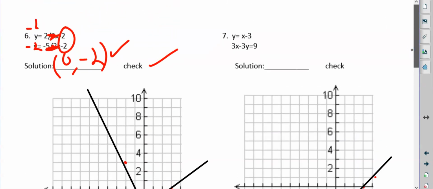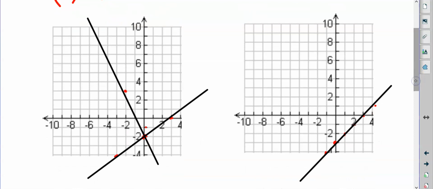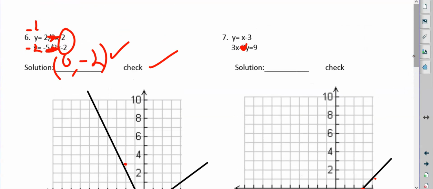Once again here, we can use the cover-up method because 3 goes into 9. So y is going to be negative 3, which we already hit. And x is going to be positive 3, which is right there. So it's the same line. So the solution is infinite. There's really nothing to check. They ended up on top of each other. They're the same line.